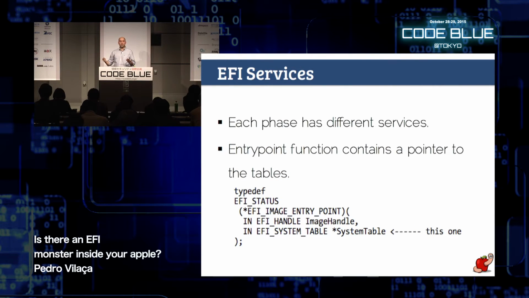How do you access these functions? You know the functions are somewhere, but you need to know how to access them. What happens is that at the entry point of an EFI binary, you always have a pointer to a table. In this case, this is the DXE phase, so you have a pointer to the system table. On the PEI phase, you have a different pointer.